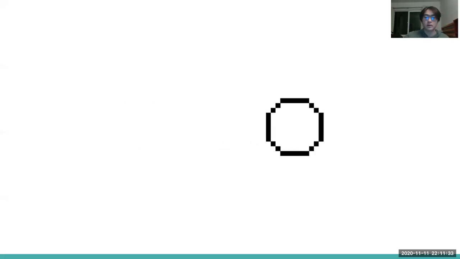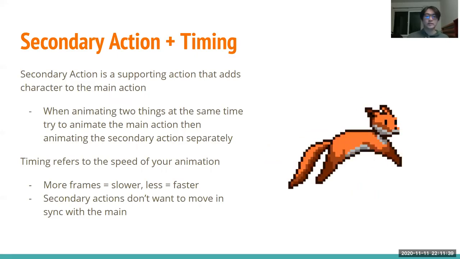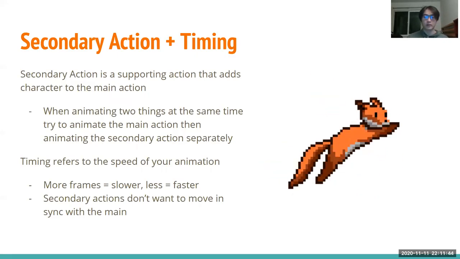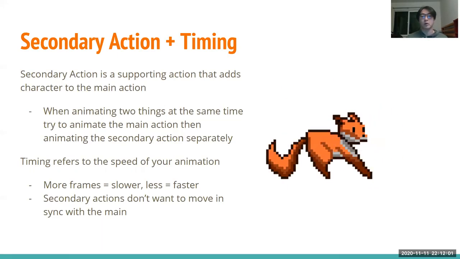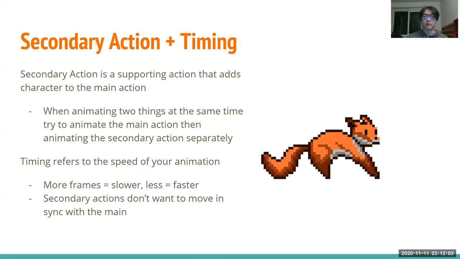But generally, an acceleration will feel much smoother in the eyes of a viewer. Now, next is secondary action timing. I mentioned secondary action before, and this is talking a little more about secondary action overlapping with the primary action. So when you're animating two things at the same time, you want to animate the primary action first in order to get a center motion, and have anything that will respond to that center motion afterwards and layer them on top.